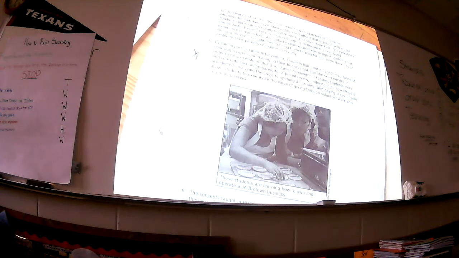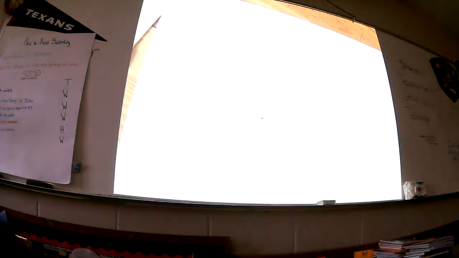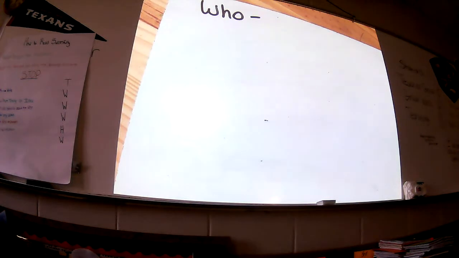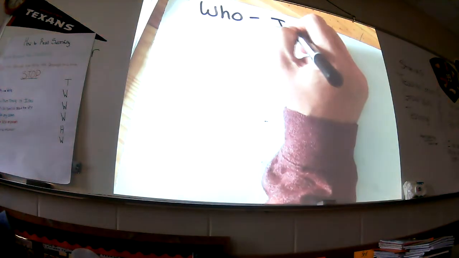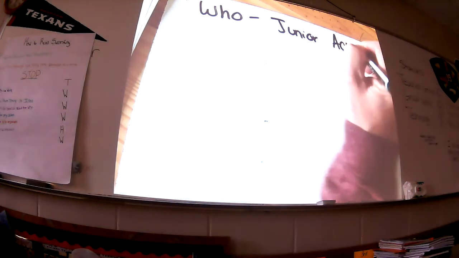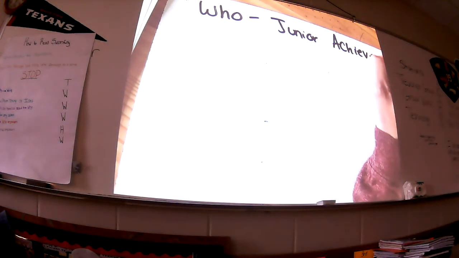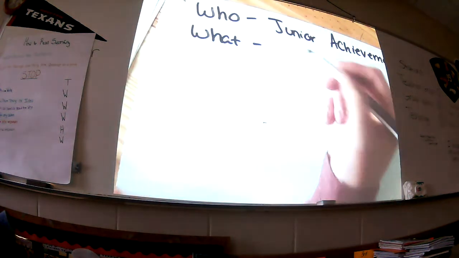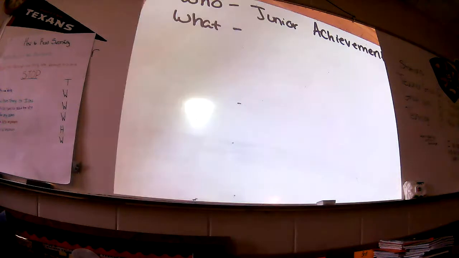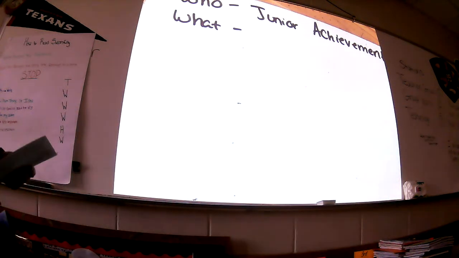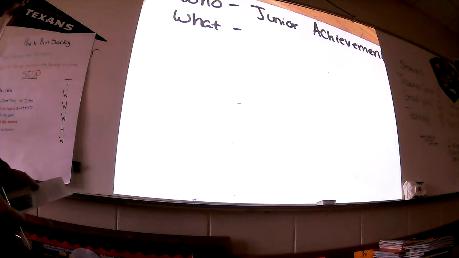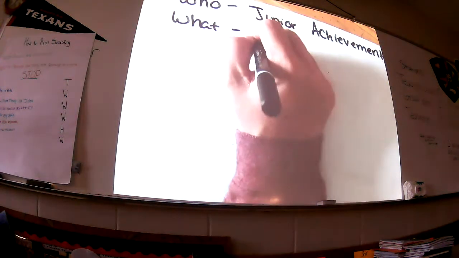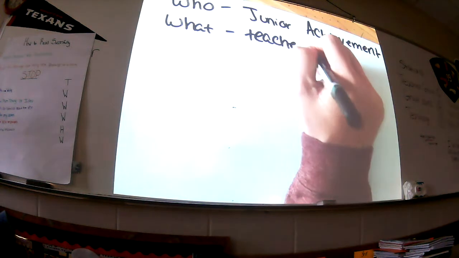So, using our strategy, who, what, when, where, how, why, the backstrap. Who? Who are we talking about in this article? Junior achievement. And what's so special about junior achievement? Okay, well, the what is that it teaches students about career and managing career choices and managing finances. So it teaches students.